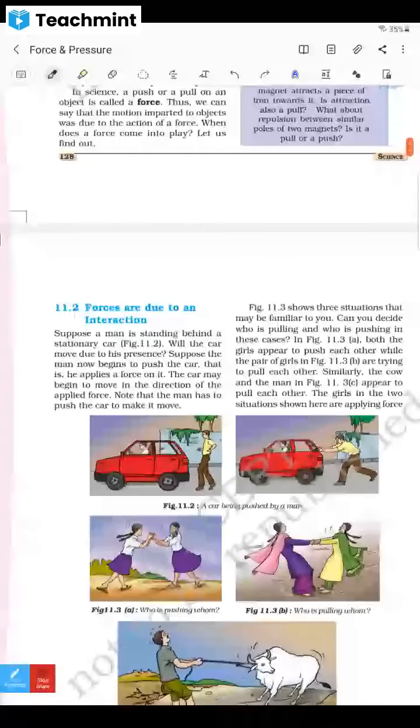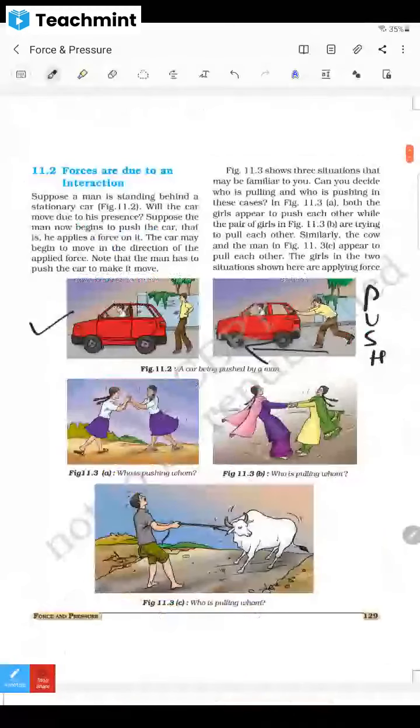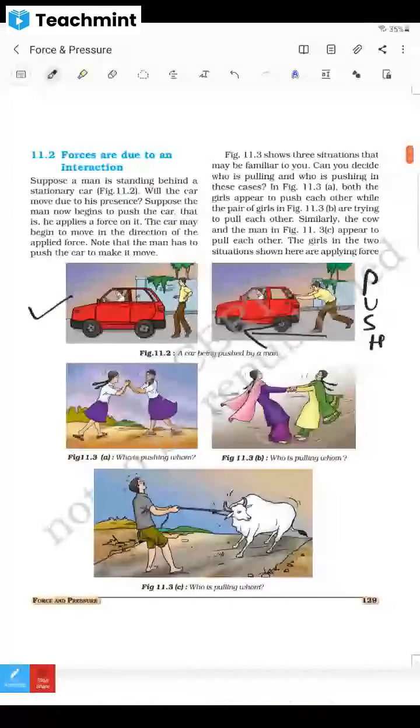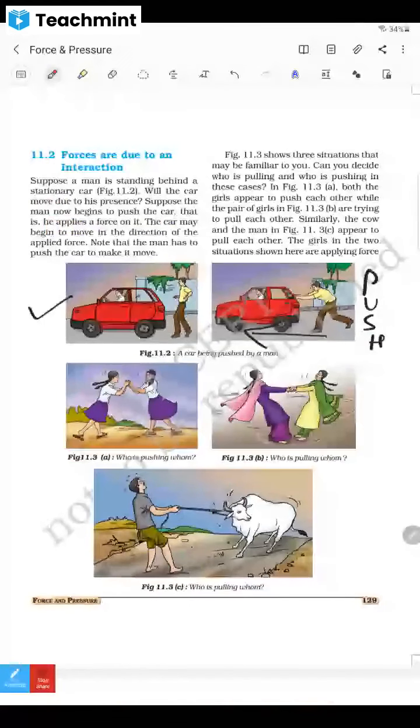Now, force due to interaction. Look at this. This guy is trying to push this car that has stopped. This is called a push, right? Is this guy pushing or not? Yes or no? So that example is given. And who is pushing whom? Now this girl, let me call this girl A, and this is girl B. Now girl A is pushing girl B, and girl B is also pushing girl A, or not? Both are pushing each other, no?